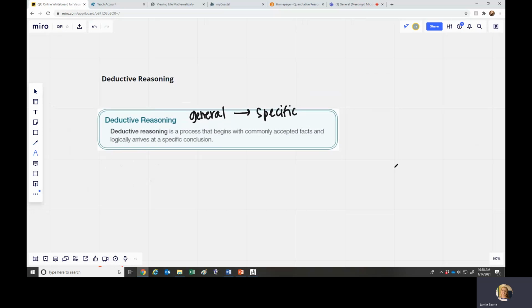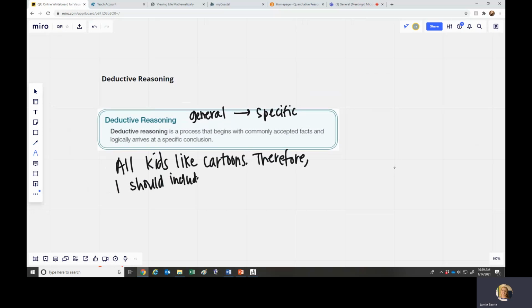Okay, so let's say that maybe our general fact is all kids like cartoons. So that's a general fact. And then I could use this information to arrive at a specific conclusion like, therefore, I should include a cartoon on the cereal box I'm designing. So maybe you are a graphic designer and you are designing a cereal box, marketing campaign or something like that. Since all kids like cartoons, I can use that general commonly accepted fact to draw a specific conclusion about the cereal box that I'm designing.